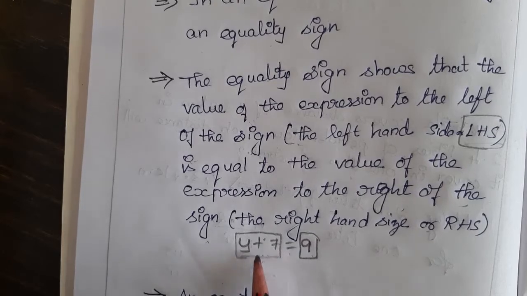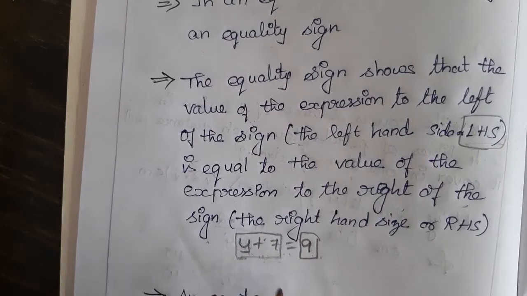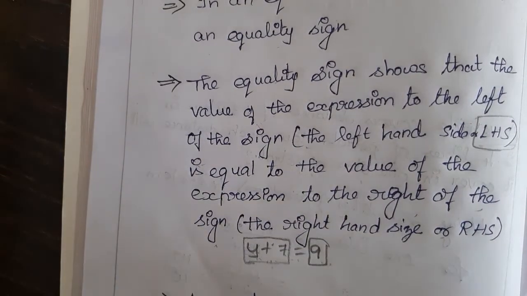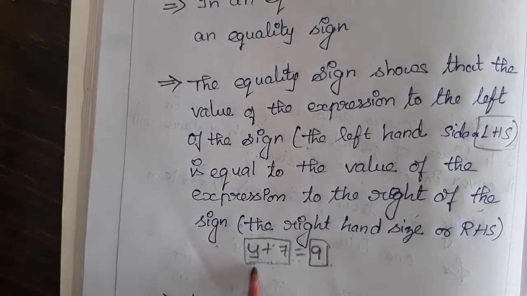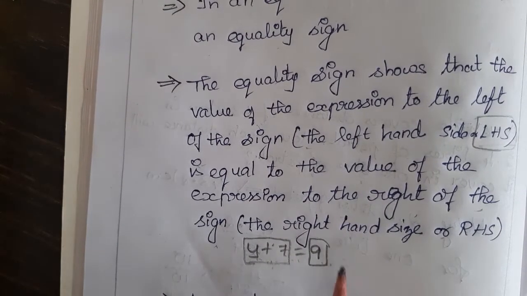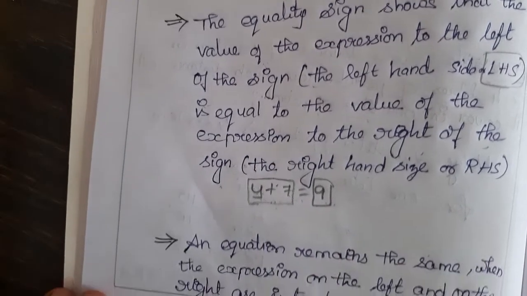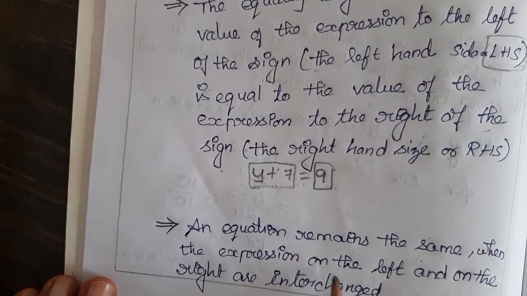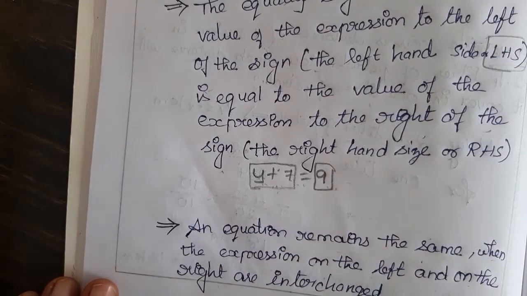So if you substitute the value 2 here, 2 plus 7 is 9. So 9 is equal to 9. So the value of y is 2. If you represent it as an equation, it means the value of the LHS is always equal to the value of the RHS. Clear? The equation remains the same when the expressions on the left and on the right are interchanged.